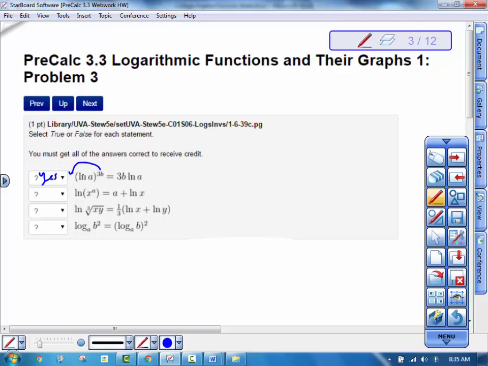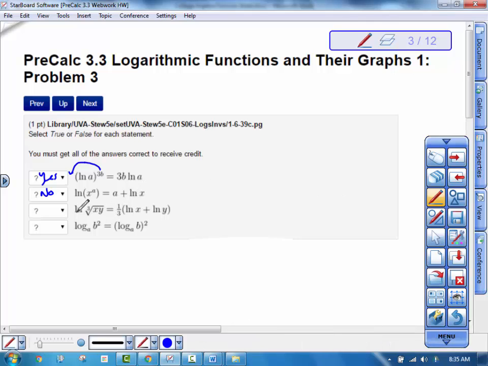So yes. This next one is no. There's no property that says we can take this exponent right here and bring it down to multiply, but not to add right there. So you could try this with numbers too if you want. Just pick a number for x and a number, and give this a try. You'll see that this does not work.